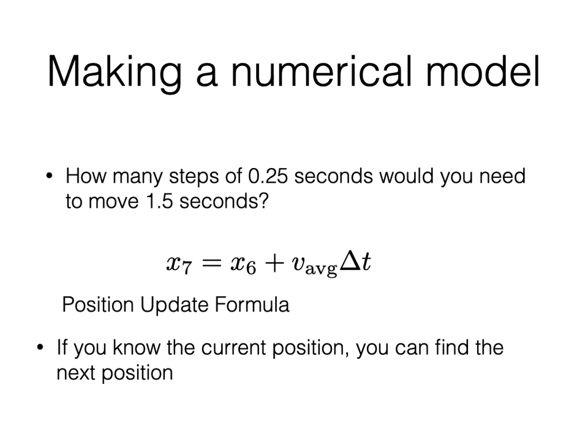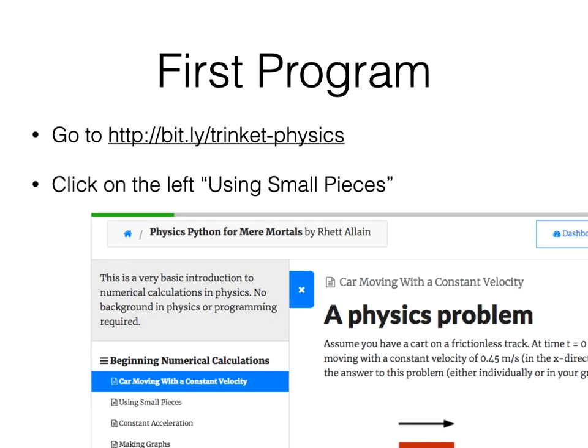So if I know my velocity and I know my current position, I can find the next position based on the time interval. And we're going to use that a lot. Okay, let's do this in Python. We're going to do the exact same calculation in Python. I'm going to step you through it, so don't worry.